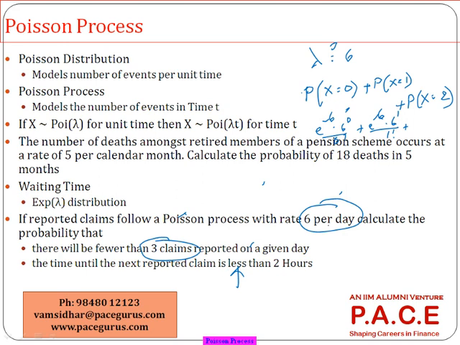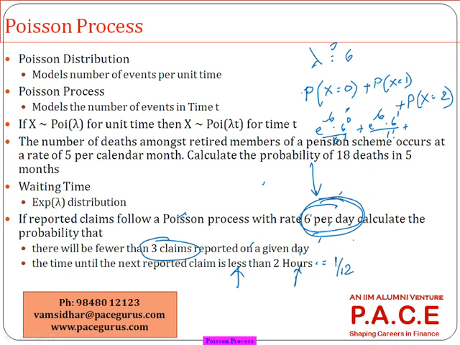We are getting this lambda as 6 per day. So you can either convert it into per hour, or convert it into days. If I convert it into days, 2 hours becomes 1 by 12 days.